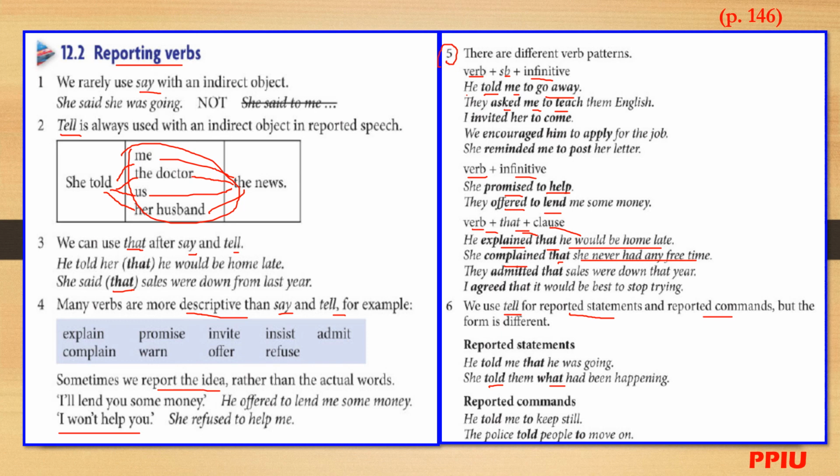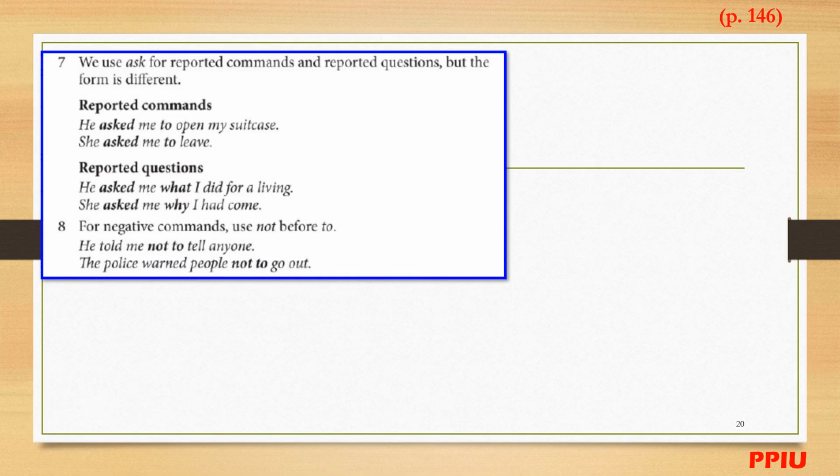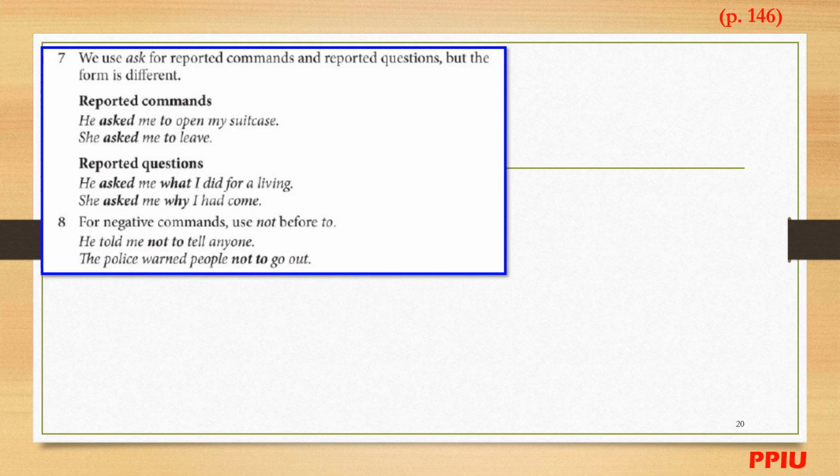Right, something here, okay, briefly, and if you have some question we can discuss furthermore. Right, let's move to number 7 and number 8. Okay, we use ask for reported command and reported question, but the form is different. Reported command: he asked me to open my suitcase. She asked me to leave. Reported question: he asked me what I did for a living. She asked me why I had come.